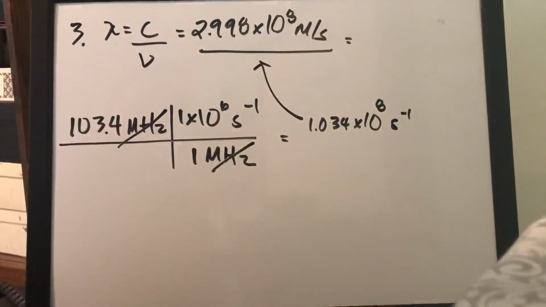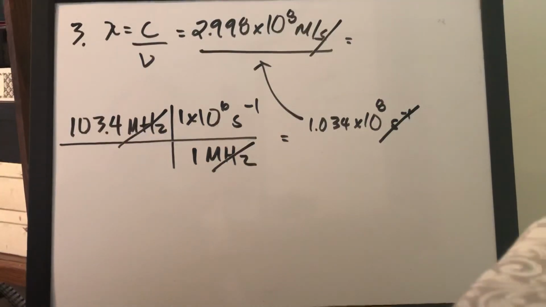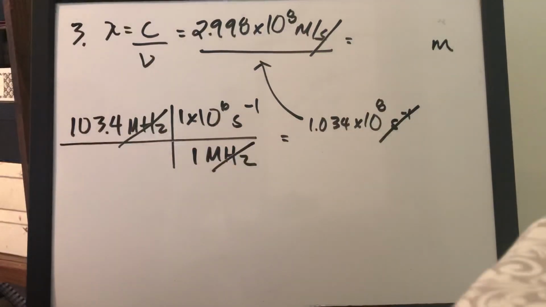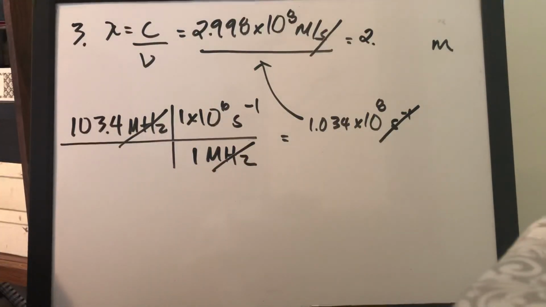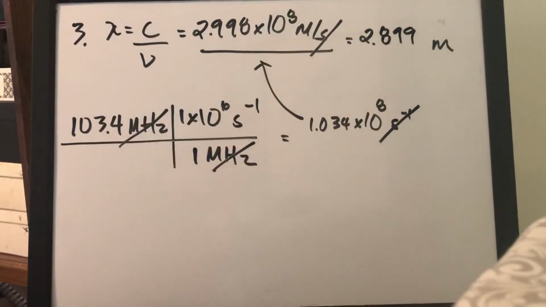Plug that right into here. Notice that my seconds are going to cancel. Okay, my 1 over seconds and seconds to the negative 1 will cancel, leaving me with meters, which is a perfectly acceptable unit for wavelength. And when I do this math, to 4 sig figs, it ends up being 2.899 meters. Okay, that is my answer, 2.899 meters. Now I could turn that into nanometers if I wanted to, but the problem doesn't ask me for that, so I would just end my calculation there. It's perfectly acceptable to leave it like that.